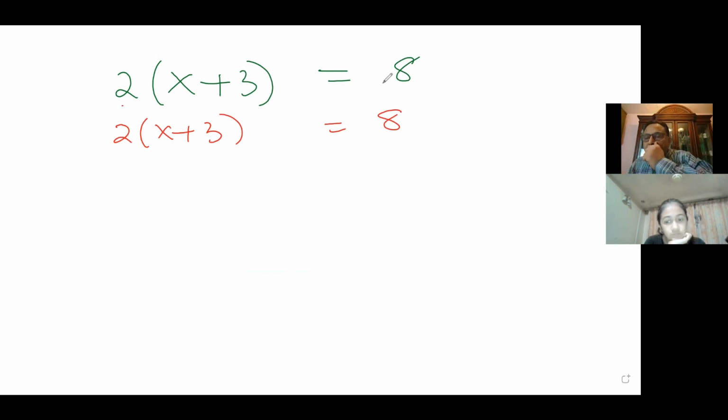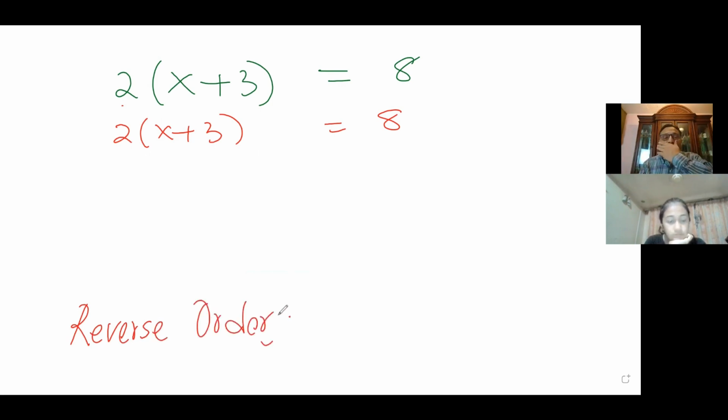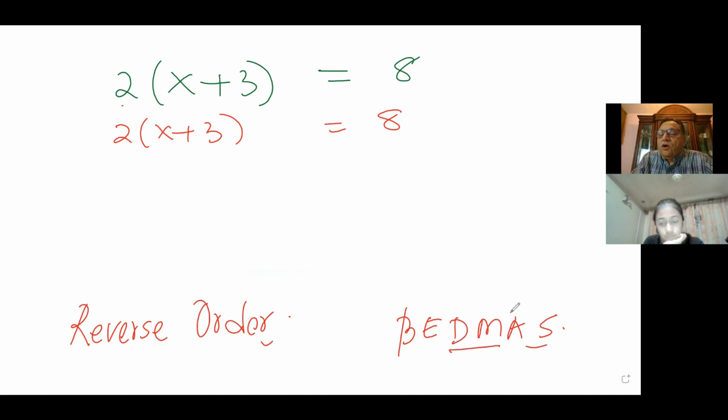So we do the operations in the reverse order. Do you understand reverse order? So in reverse order, when you have to solve this equation, we will do outside the bracket first. First you open the bracket, then you do exponents, then division, multiplication, or addition. So in this case, this is in a bracket.